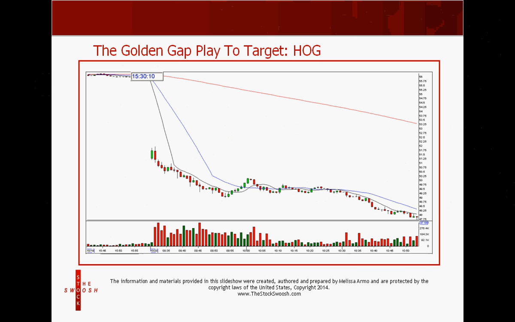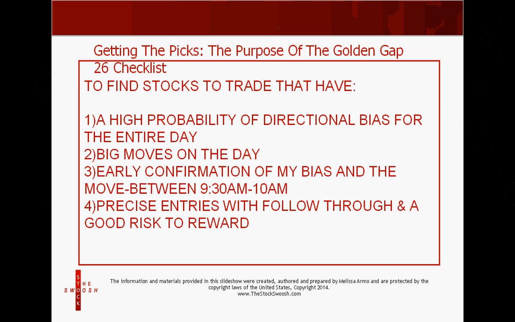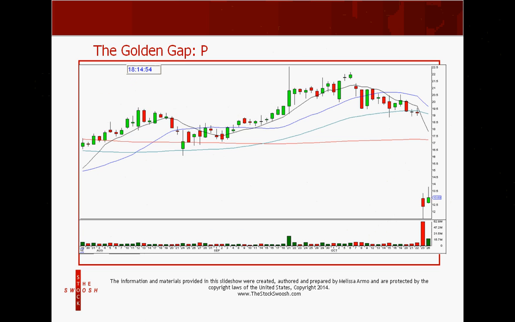Okay. Now let's go here with the rest of the things that I wanted to talk about. You're looking for a big move on the day. You're looking for confirmation of the bias between 9:30 and 10. And the ideal situation for any day trader is to have good risk to reward and a high probability. This is really the only way that you can make money as a day trader. If you're taking trades and making one for one on every trade, after your cost of trading, you're actually down. So it's very, very important to look for stuff that has good moves.